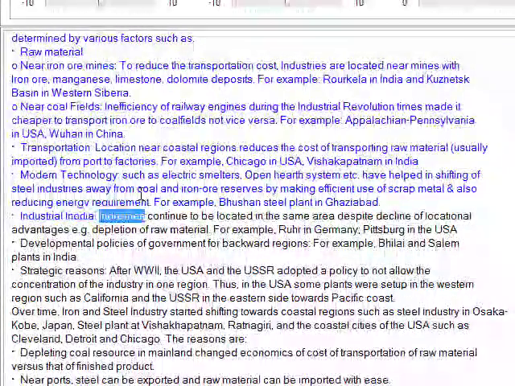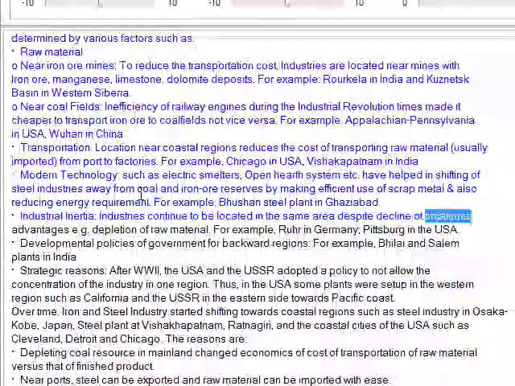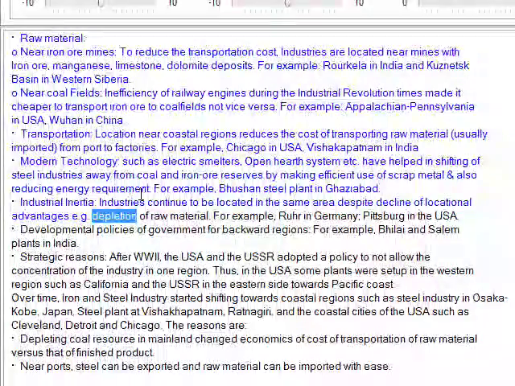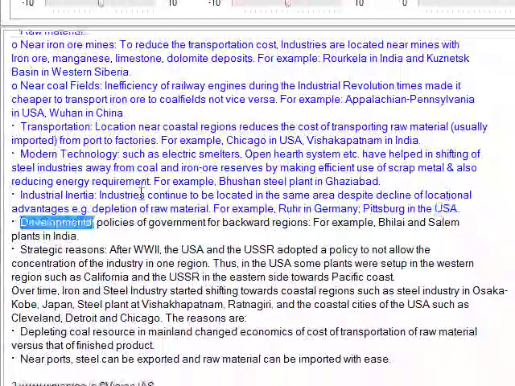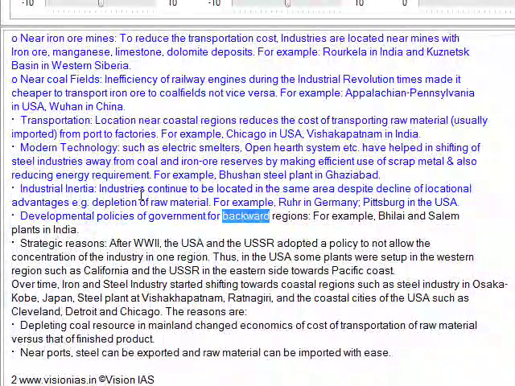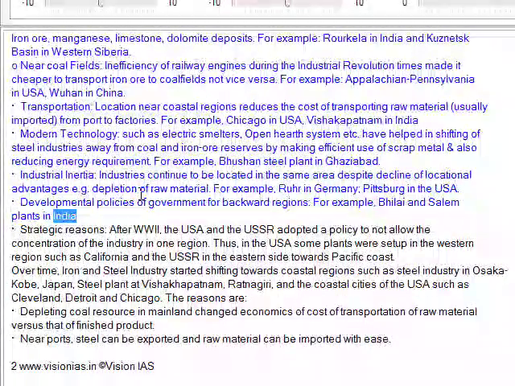Industrial inertia. Industries continue to be located in the same area despite decline of locational advantages, e.g. depletion of raw material. For example, Ruhr in Germany, Pittsburgh in the USA. Developmental policies of government for backward regions. For example, Bokaro and Salem plants in India.